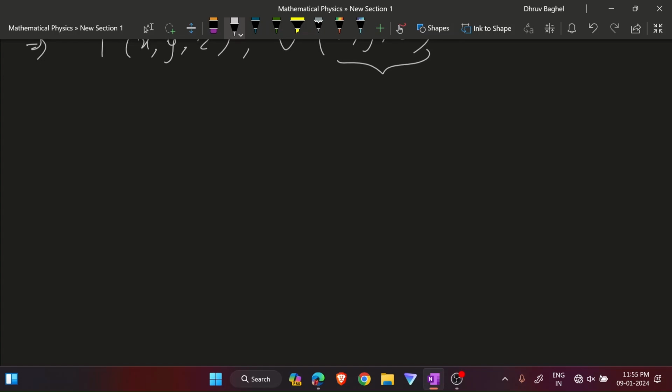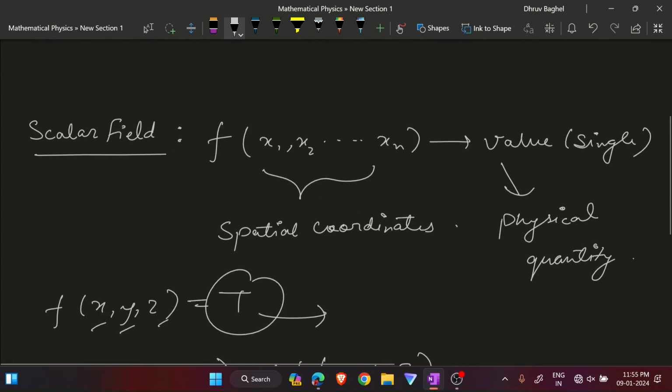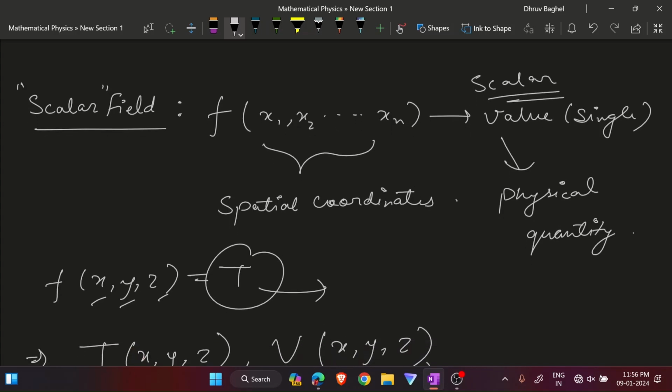And the thing is, this is scalar. Why the name scalar? Because it returns a scalar value. It takes scalar; the domain is a scalar and the range is also scalar. So this is a scalar field.